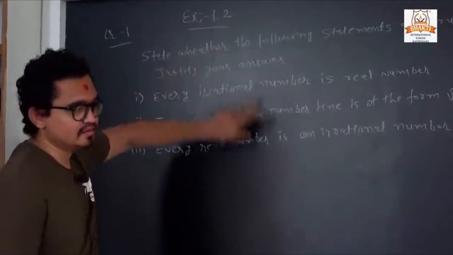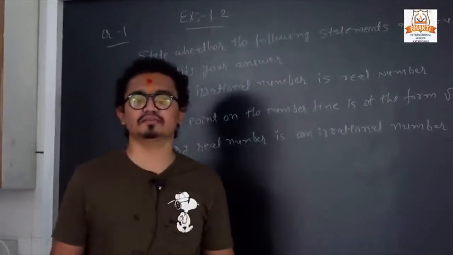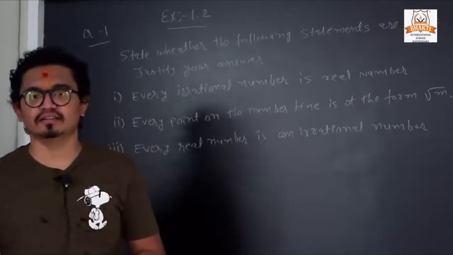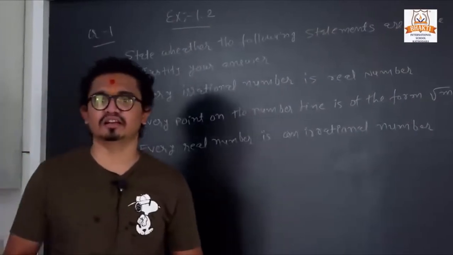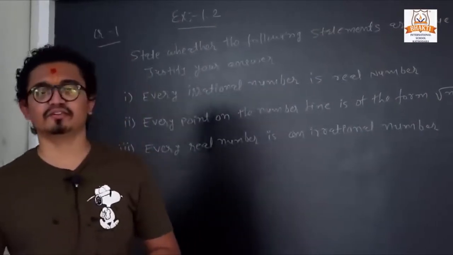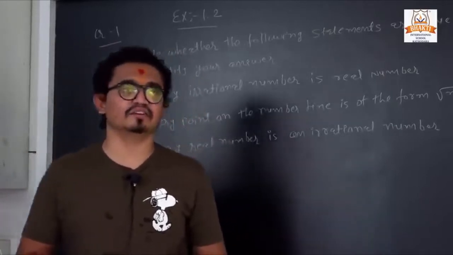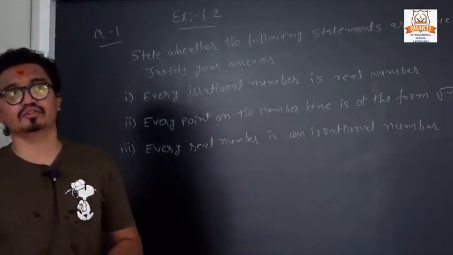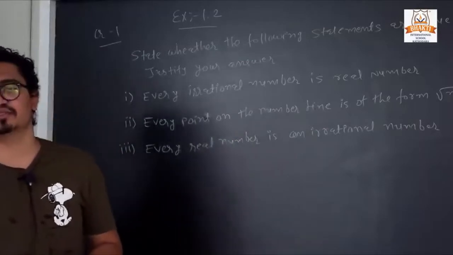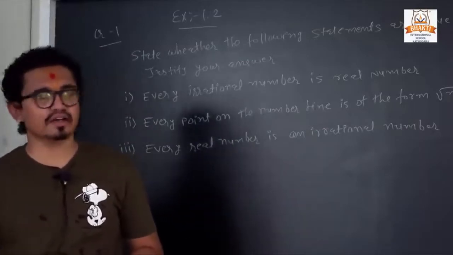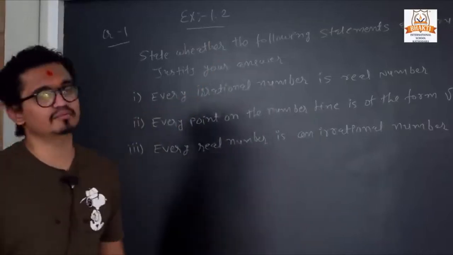1.2. In the previous lecture we discussed how we can represent any number on the number line. For that we also discussed the Pythagoras theorem, and we took one example like root 2: how can we represent root 2 on a number line? So today we can start our exercise number 1.1.